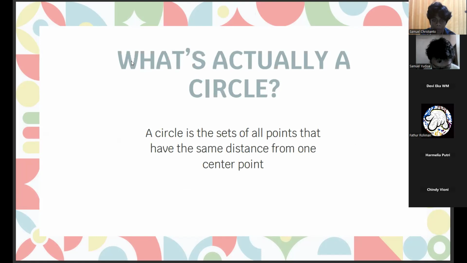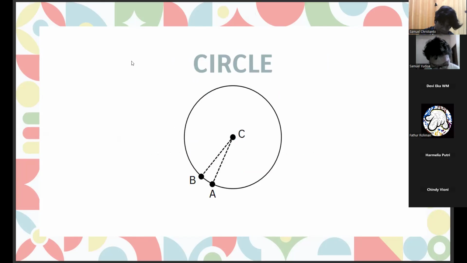So next slide, please. Okay. What is actually a circle? A circle is the set of all points that have the same distance from one center point. To make it easier for you to understand, let's look at the next slide. Let's pick a random point, C, that will be the center of the circle. And let's pick another point, A. And we call the distance from C to A as X.